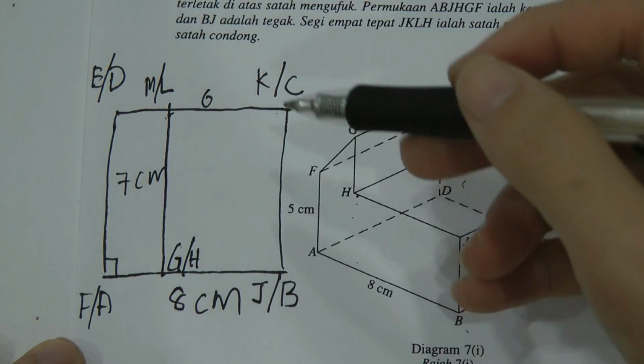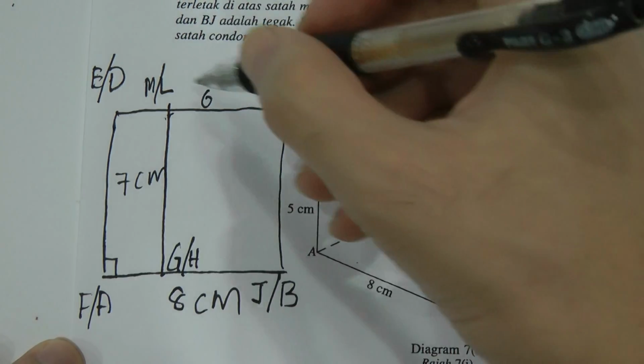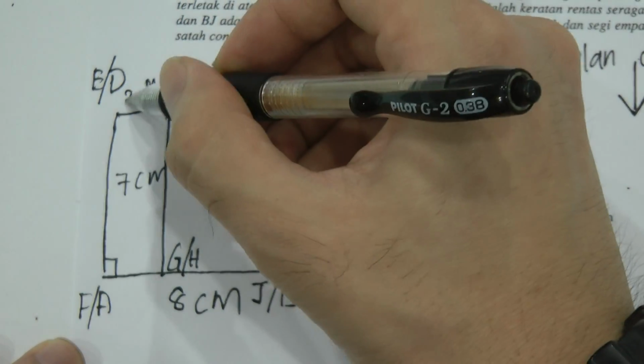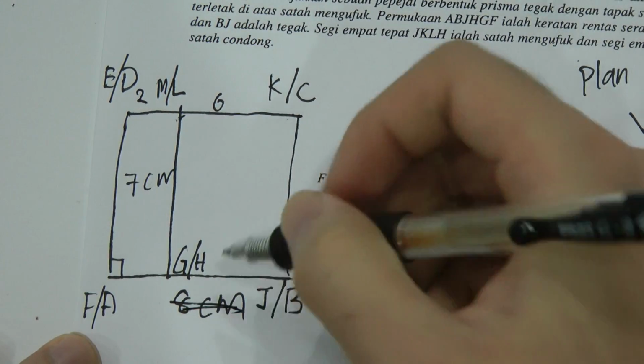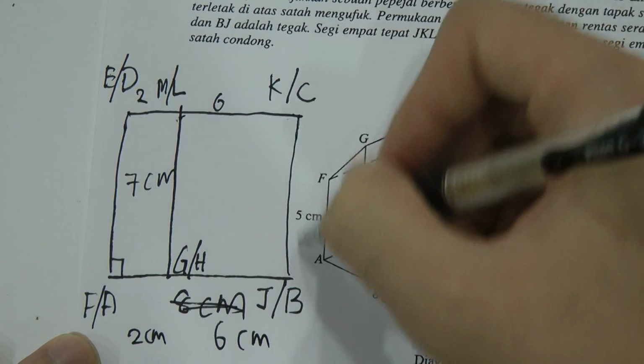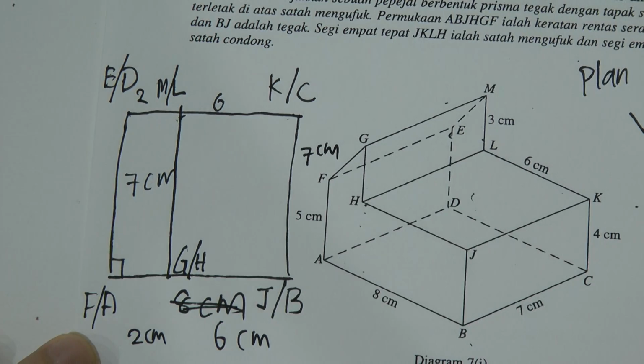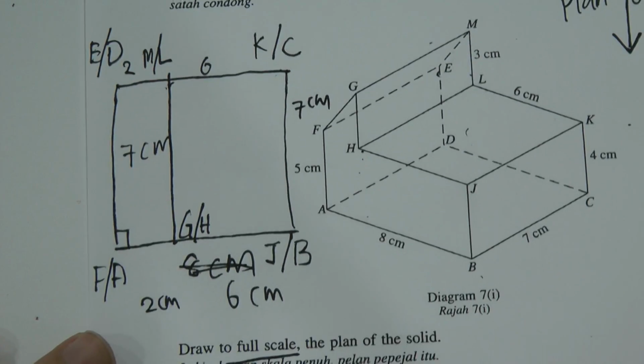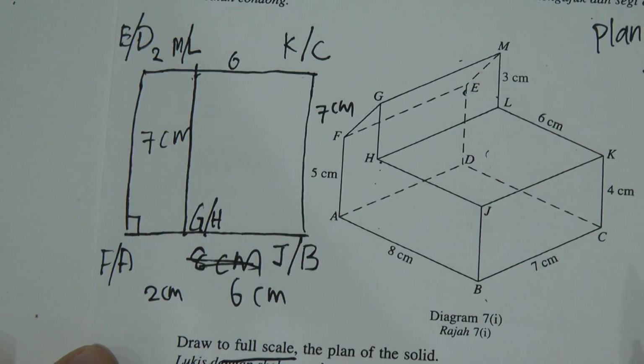Just make sure you label all the centimeter. So here is 6, so here will be 2 centimeter. You don't write 8 here, you just write 6 and 2 here. Remember, write cm. So here will be 7, so you just write 7 centimeter. This is the way to draw the plans of the solid.